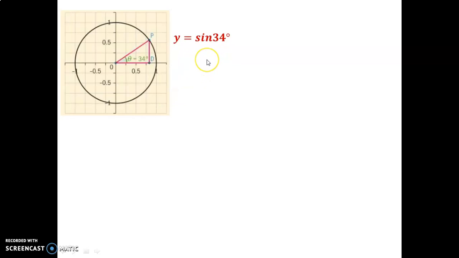Well, you would do sine of 34, and then you'd say, well, that's 0.559. Your calculator can give you that. So you know that this distance here must be 0.559. That's what that length is. And we can see that makes sense. Look, it's just above 0.5 on the y-axis.